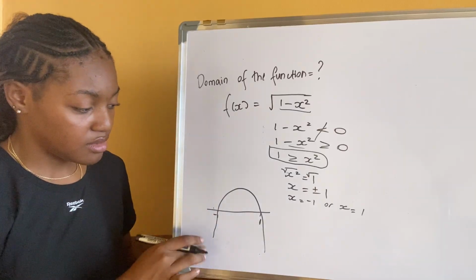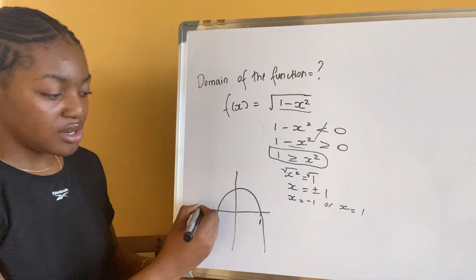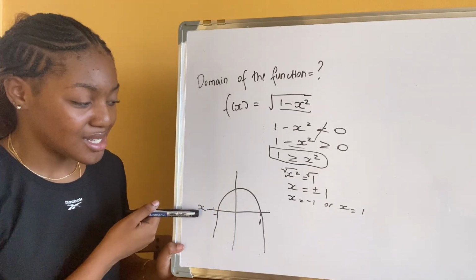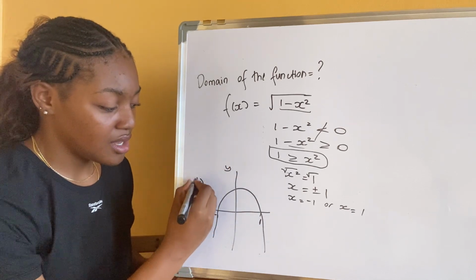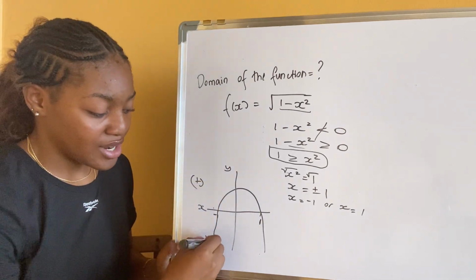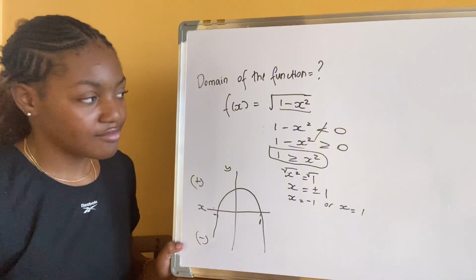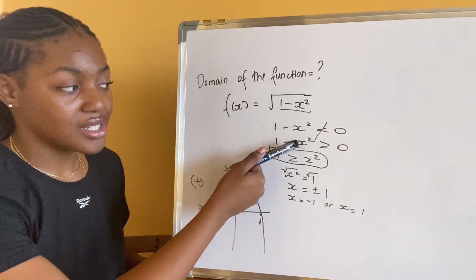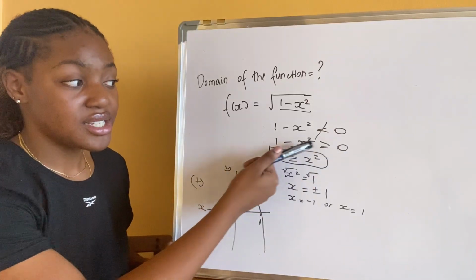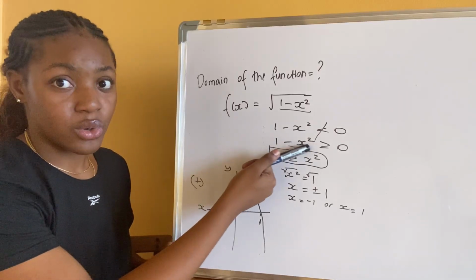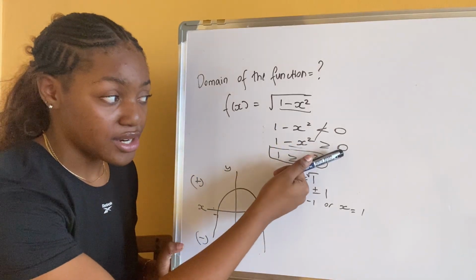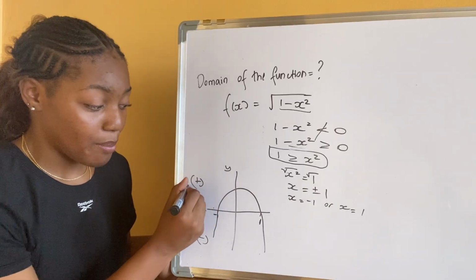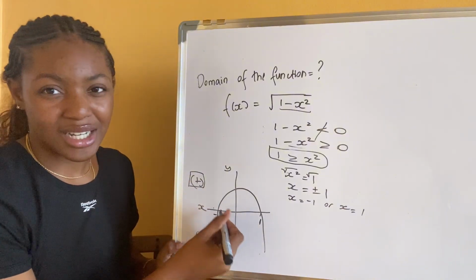Next, we should know this is our x-axis. Above the x-axis, our y values are positive, and below the x-axis, our y values are negative. Okay, so considering that, we'll have the expression 1 minus x squared is greater than or equal to 0. Since this quadratic is greater than or equal to 0, we're looking at the values above the x-axis where the y values are positive, or right at the x-axis basically.